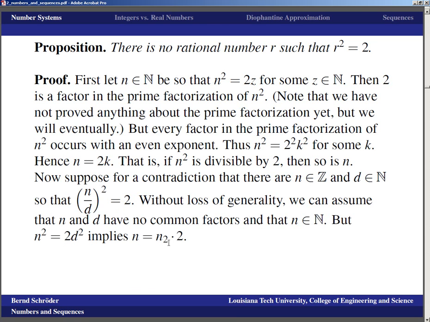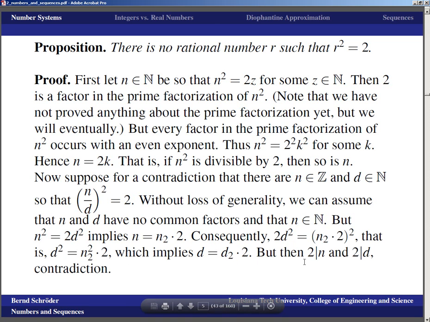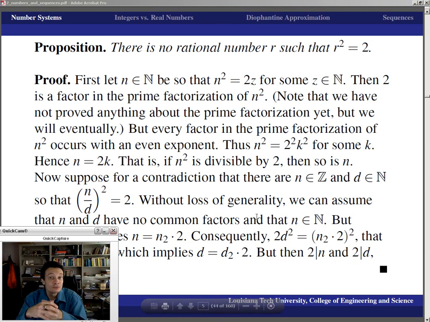And that implies that n is equal to 2 times another number, because if the square of n is 2 times a number, then n is even. So n is 2 times n2. But that means now that 2d squared, which is n squared, is equal to n2 times 2 squared, which means that 2d squared is 4 times n2 squared, which means that d squared is 2 times n2 squared. And that means the square of d is even, and that means that d must be even. But that means that 2 divides, this thing is called divides, that 2 divides n and 2 divides d, and that's a contradiction.